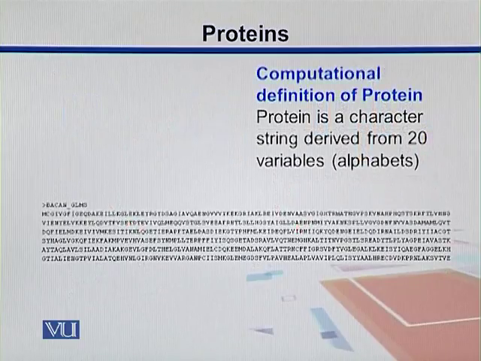Okay guys, so let's see how we can define protein in a computing language. For protein, we see there are the variables, those 20 amino acids. So it's basically a character string derived from 20 variables or alphabets, those amino acids, A, G, C, whatever it is.